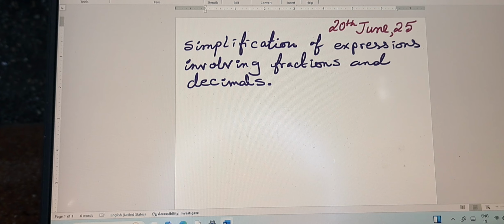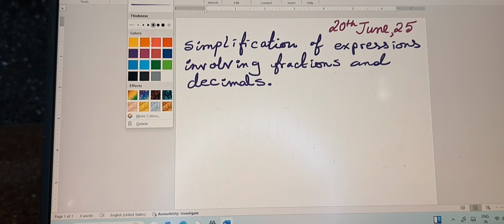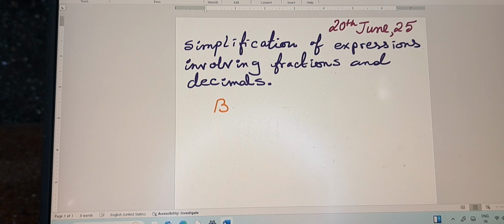So, today I am going to teach a very interesting topic from fraction. The name of the topic is Simplification of Expressions Involving Fractions and Decimals. So, before I start this topic, I am going to explain to you all the BODMAS rule.